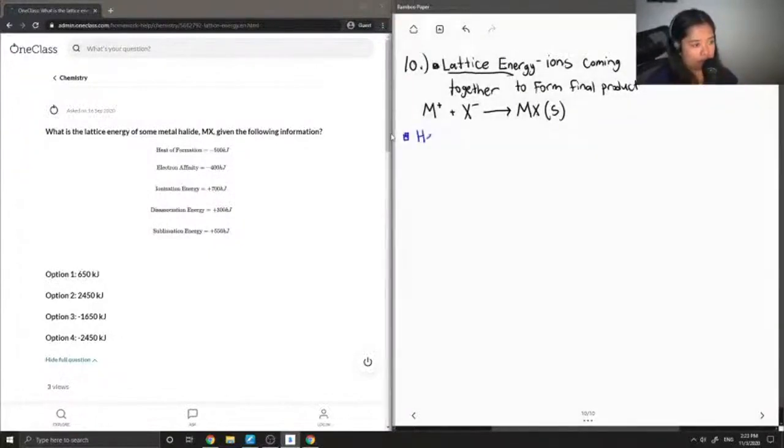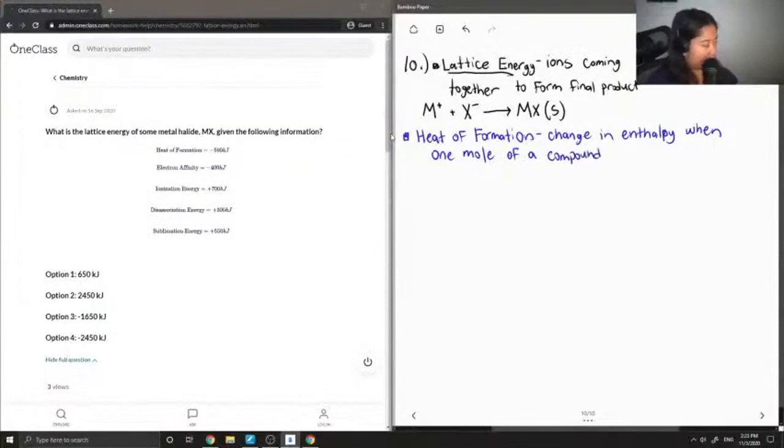Now let's talk about the heat of formation. So this is the change in enthalpy when 1 mole of a compound is formed from its elements.